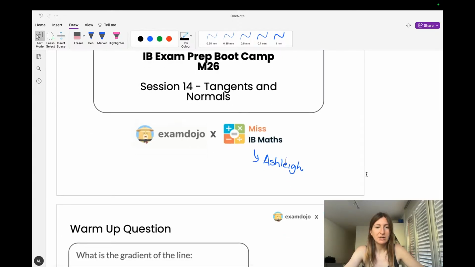So we're just going to be starting with a warm-up question, and then we're going to be looking into some how-tos with tangents and normals, do some worked examples, and then we'll look at some exam past paper questions and some tips for doing those exam questions and common mistakes, things like that.